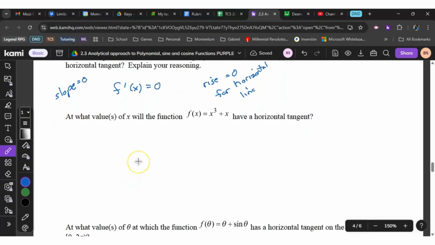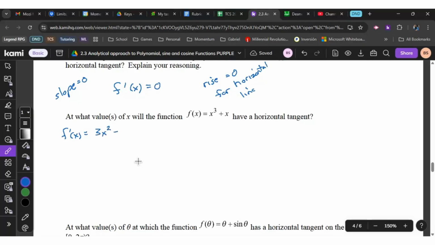All right, so let's do 2 more of these. At what value of x will this function have a horizontal tangent? So what does that mean? That means first find the derivative, and then once we find it, make it equal to 0. So it's kind of like what you did when you were factoring in pre-calc, right? All right, so we're going to find the derivative first.